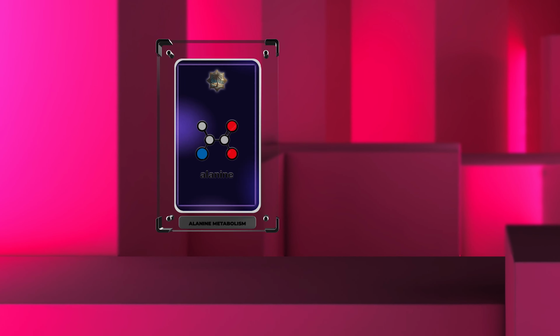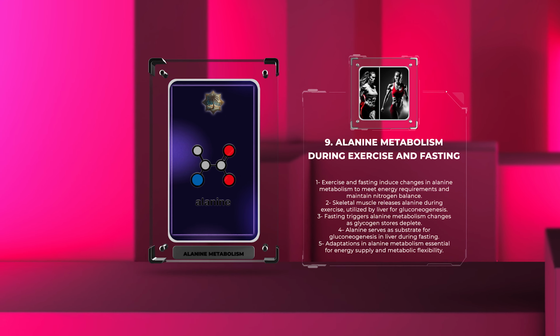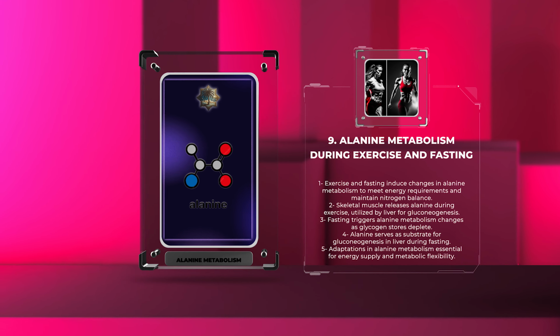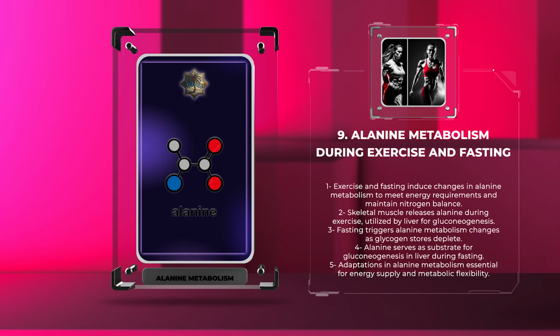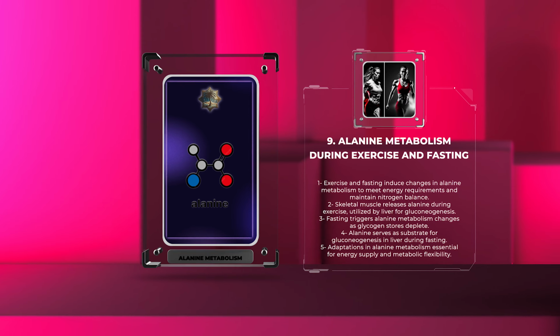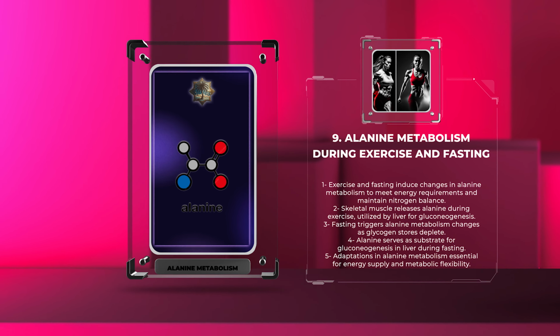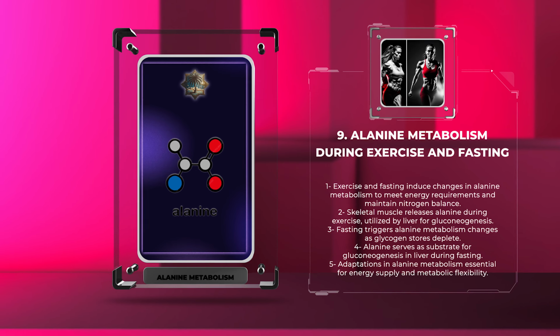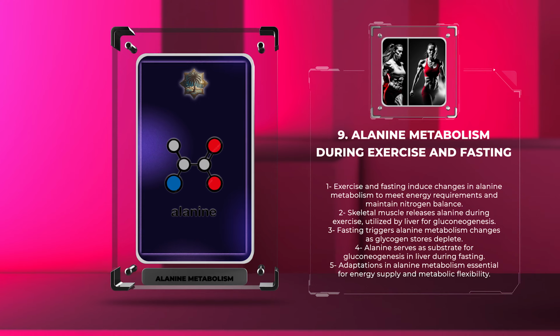The metabolic demands during exercise and fasting impose unique challenges on alanine metabolism. These physiological conditions induce alterations in alanine metabolism to meet the energy requirements of the body while maintaining nitrogen balance. During exercise, skeletal muscle catabolism increases, leading to the release of alanine into the bloodstream. The released alanine is utilized by the liver for gluconeogenesis, contributing to the maintenance of blood glucose levels for energy production. Fasting also triggers changes in alanine metabolism.